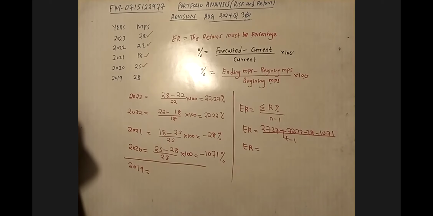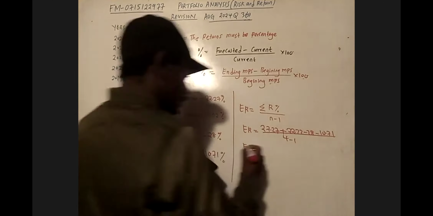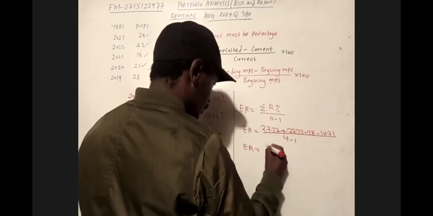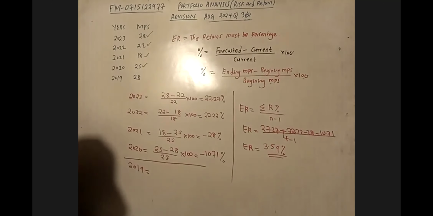What's your thinking? Remember the formula from yesterday. It will be 27.27 plus 22.22 minus 28 minus 10.71 divided by 3. So this one is 3.59%. So how do you comment on that? Can someone comment for us?